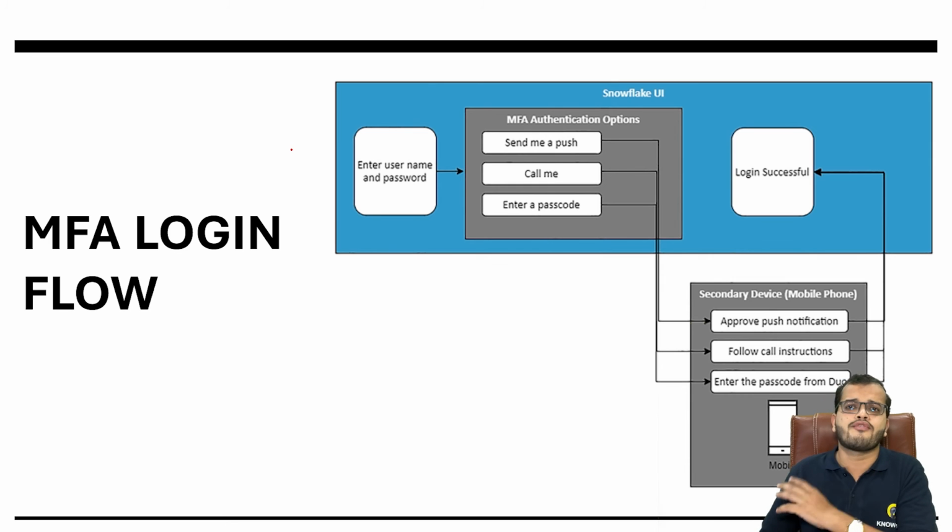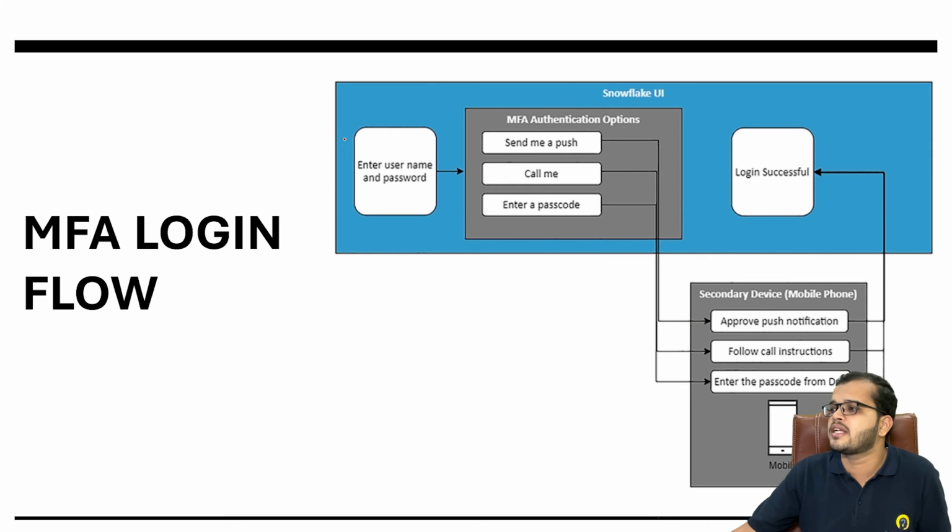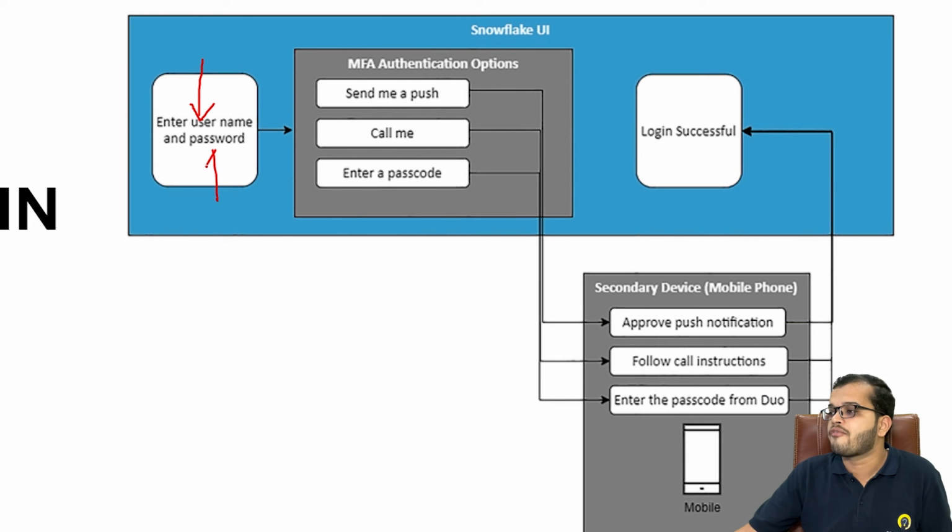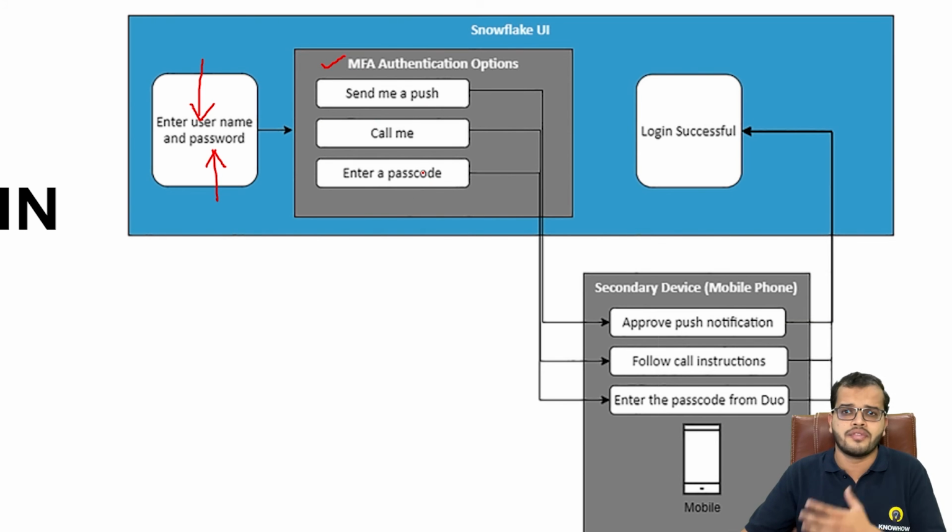So let us understand the flow, how exactly it happens. Let's consider that in the starting step, I give my username and password. After I have given my username and password, we go with the MFA authentication options, where we can select any one of these options, whichever is suitable or convenient for us. Now let's consider that I select send me a push in my case. Then I have to go and approve it. As soon as I approve it, the login will be successful. So this is the complete flow of multi-factor authentication.